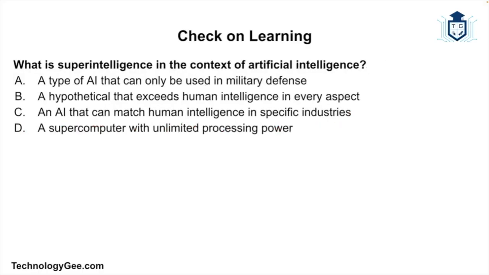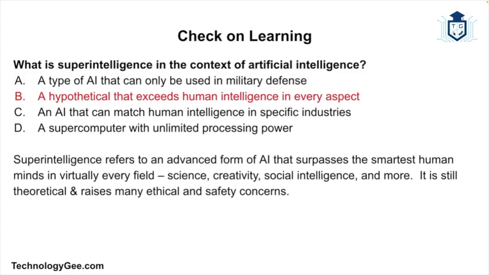And our final question, what is superintelligence in the context of artificial intelligence? Is it a type of AI that can only be used in military defense? Is it a hypothetical that exceeds human intelligence in every aspect? Is it an AI that can match human intelligence in specific industries? Or is it a supercomputer with unlimited processing power? And the correct answer is it is a hypothetical that exceeds human intelligence in every aspect.